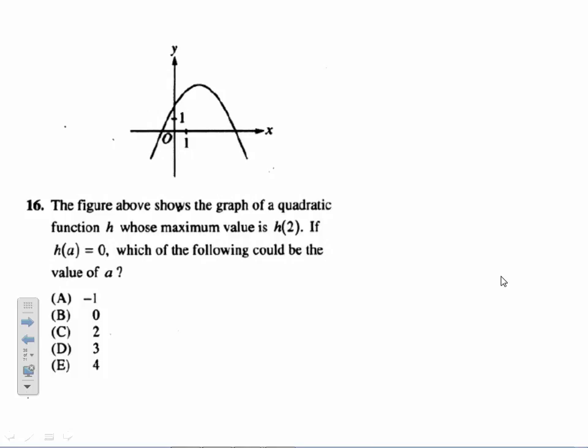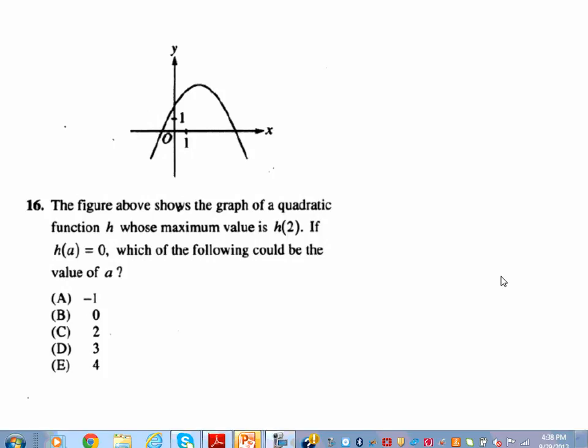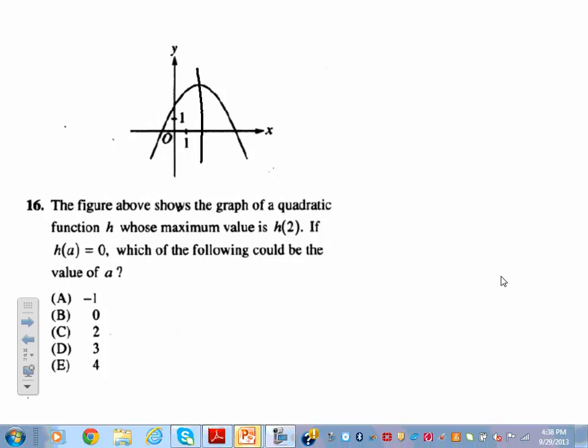This is question 16, test 10, section 5. It says, the figure above shows the graph of a quadratic function h whose maximum value is h of 2. So that means here when x is 2, if h of a equals 0, which of the following could be the value of a?